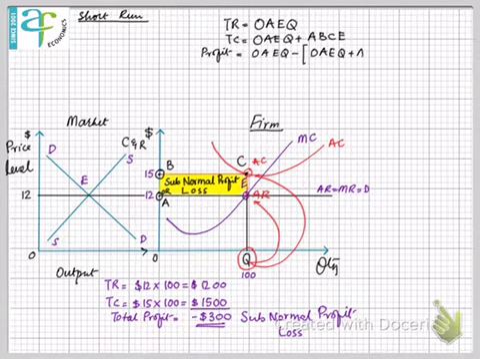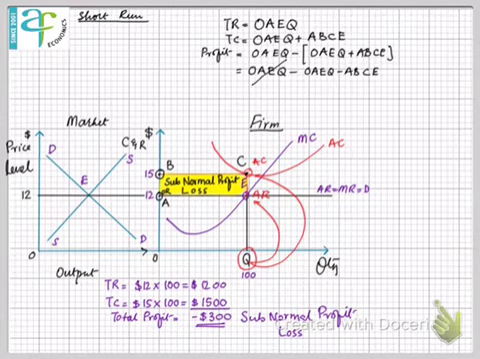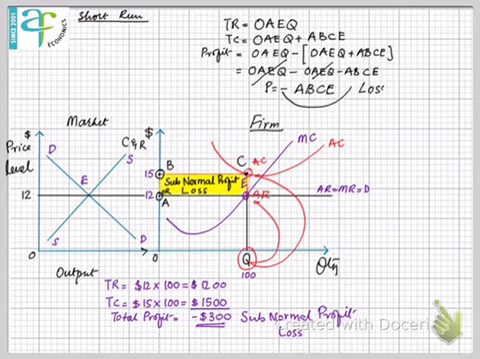So OAEQ plus ABCE. Now when we open this bracket, it will be minus OAEQ and minus ABCE. So OAEQ, positive and negative, cancel out. What is left here is minus ABCE, and the negative sign shows that it's a loss.